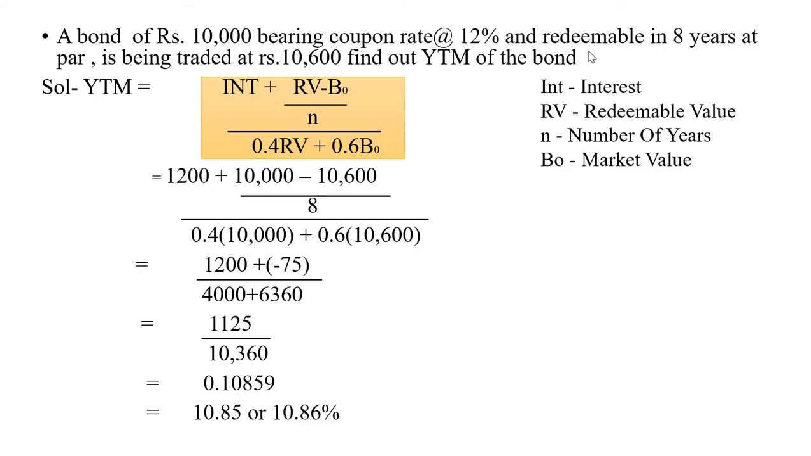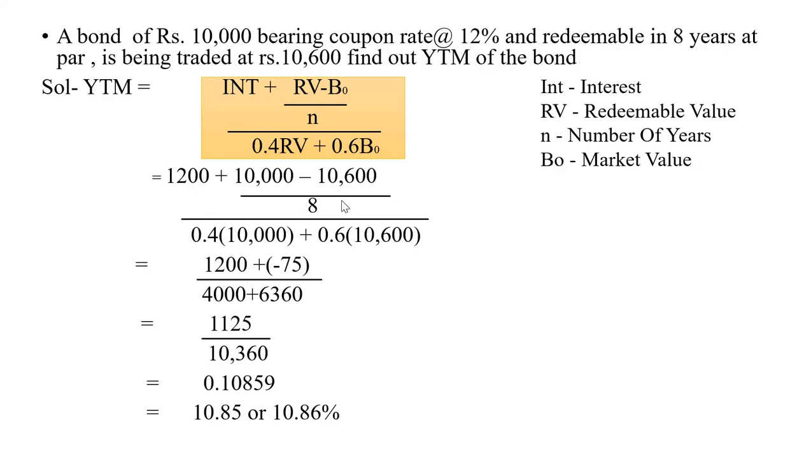They clearly gave here redeemable in 8 years. So the number of years is 8, so divided by 8. Next, that whole divided by 0.4 RV. 0.4 is a constant, as it is. RV is the redeemable value, that is 10,000, plus 0.6, that is fixed, B naught, the market value, already we know 10,600. So now we will simplify the equation and try to solve it.